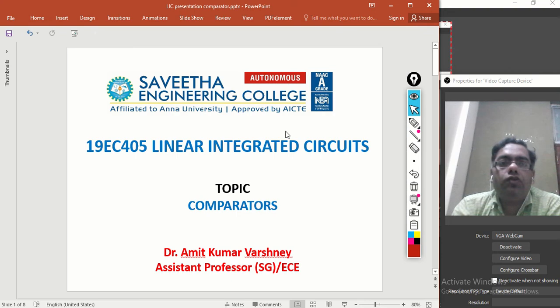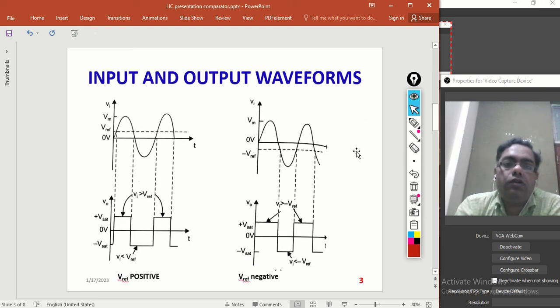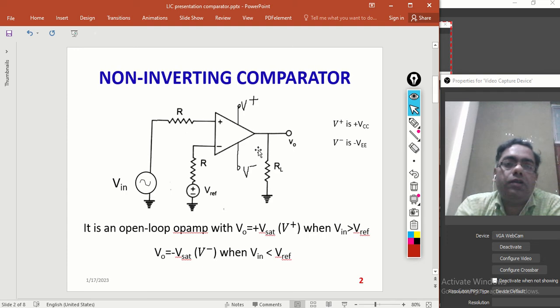Okay, so today we are going to study the comparator circuit using an op-amp. Now, as we know, this is the basic circuit. Here the op-amp is acting in the open loop condition. That means the gain of the op-amp is very high.